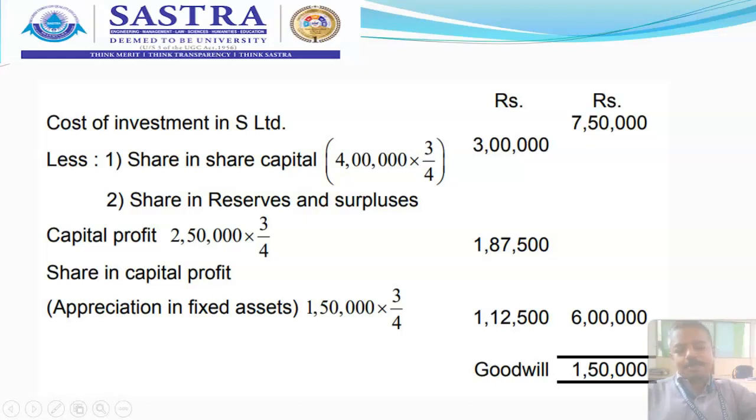Now my next question. If the existing holding company's balance sheet has a goodwill of rupees 2 lakhs. Existing goodwill is 2 lakhs. How much is the accumulated goodwill? Suppose the cost of investment amounted to rupees 7,50,000.